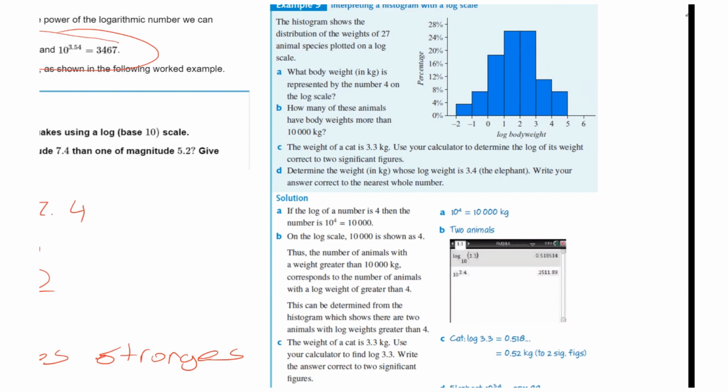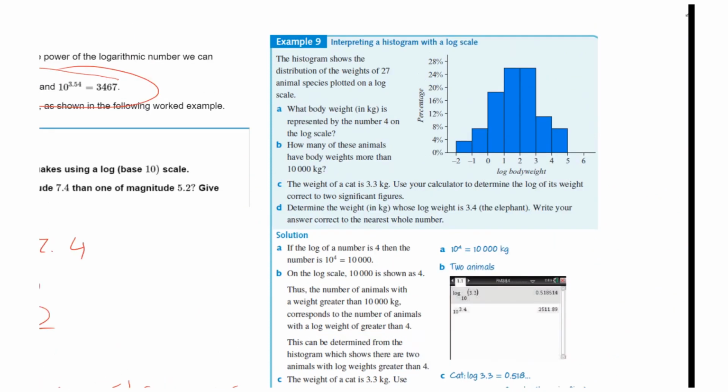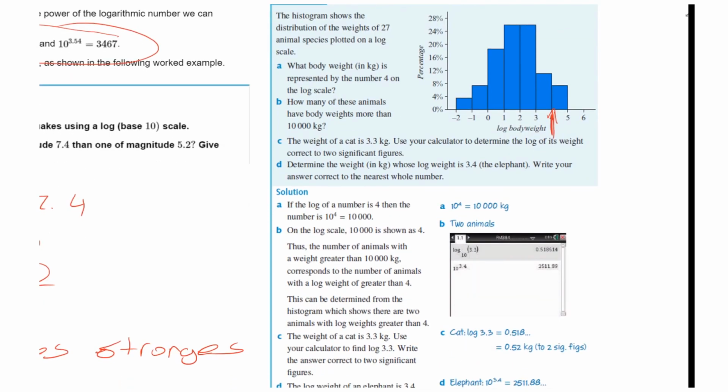So let's go just through one more worked example, just a quick one. So we've got, this is our histogram, and so we're going to say what body weight in kilograms is represented by number 4 on the log scale. You put in the calculator, you go 10 to the 4, and that gives us 10,000 kilograms. So that's what this part means here, 10,000. Okay. So the second question is, how many animals have body weights more than 4? Well, we know that 4 here corresponds to 10,000. So we're looking anything above that. So this is the one we're looking at here.